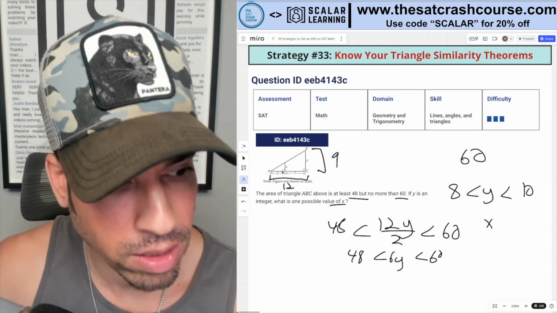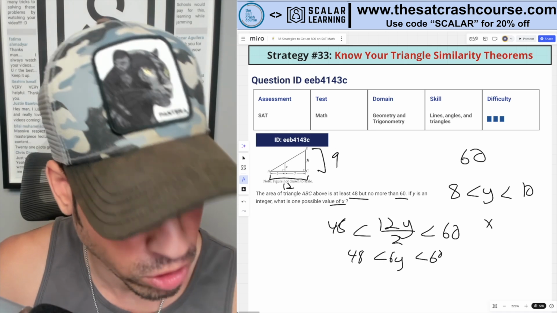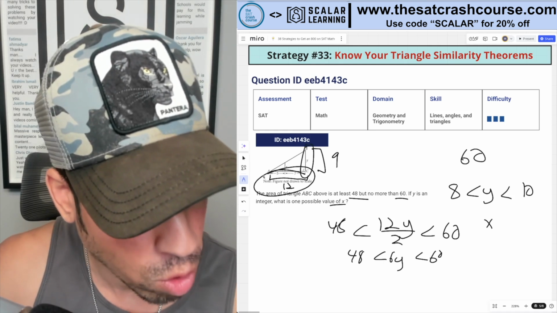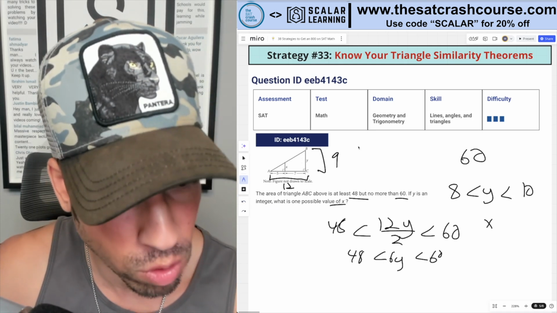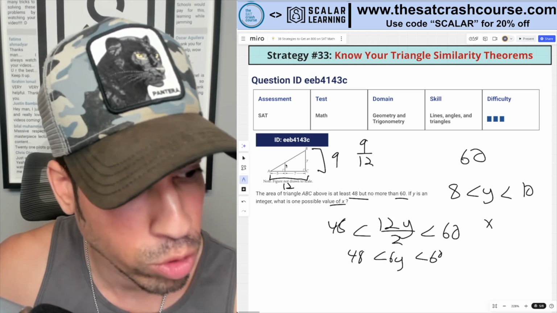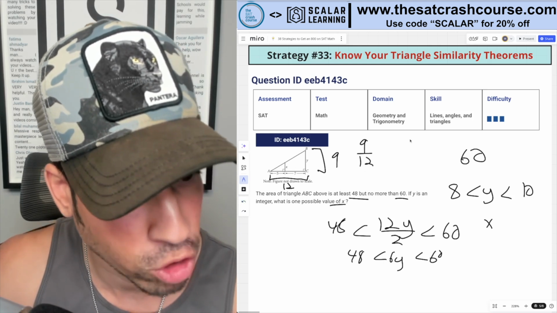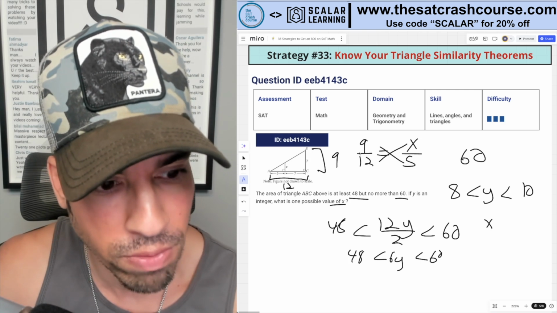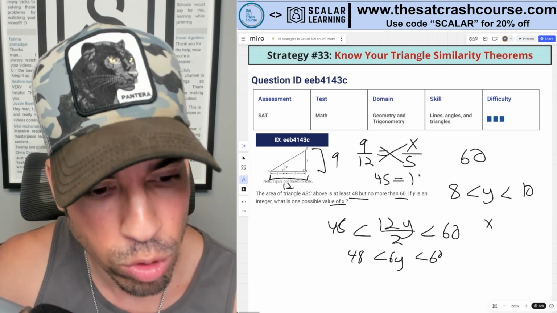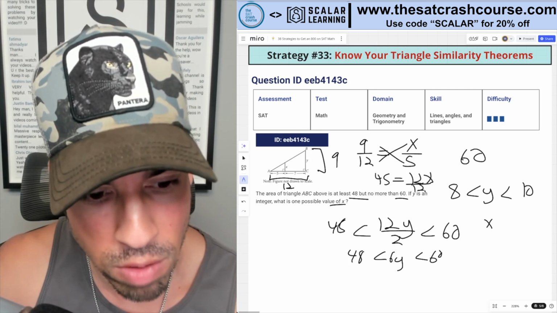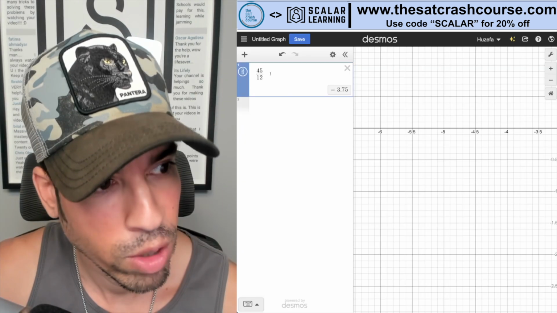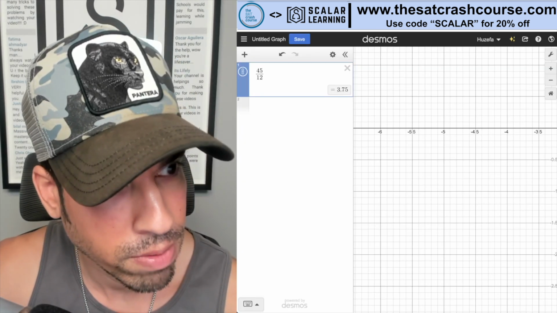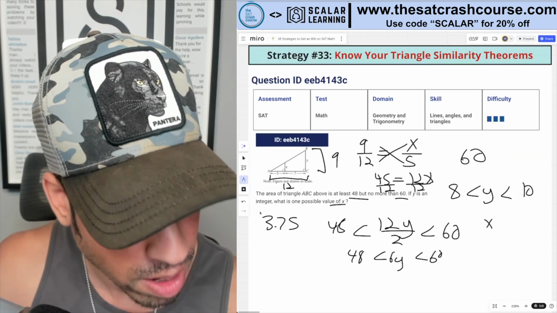Now we can use the fact that these triangles are similar to set up a proportion. So I know that 9 over 12, right? The ratio of the legs is going to be equal to the ratio of the legs of this little baby triangle, meaning x over 5. Now let's cross multiply and solve. 5 times 9 is 45 equals 12x. Divide both sides by 12. Let's use DESMOS and let's see what we get. 45 divided by 12 is 3.75, which means 3.75 for the win.